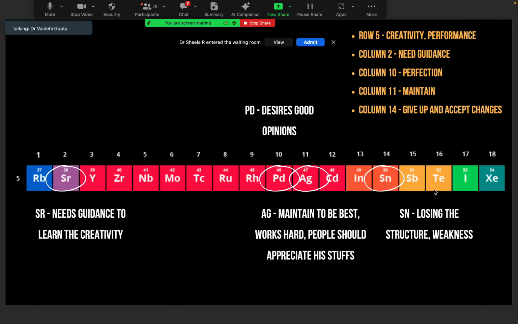Row 5, strontium. It is a row of creativity and performance. Strontium needs guidance to learn the creativity, because there is always a backup plan. They need guidance. They are not totally dependent, but at least they need guidance.